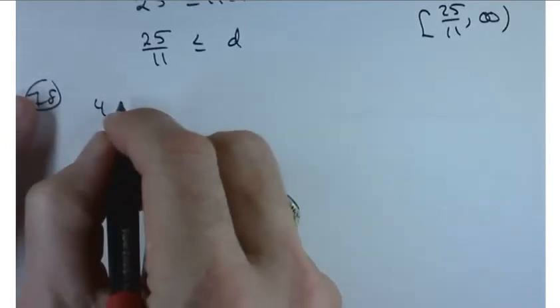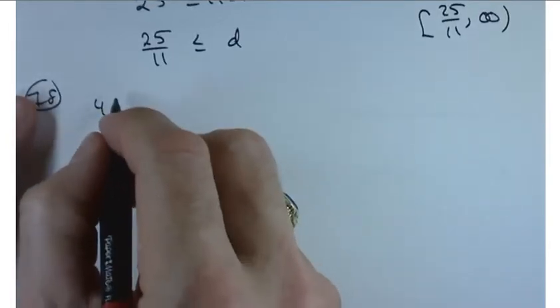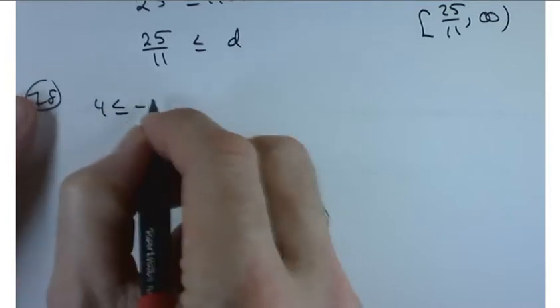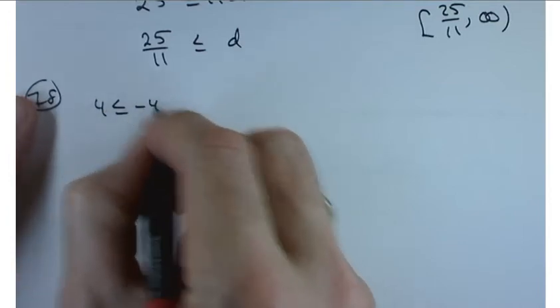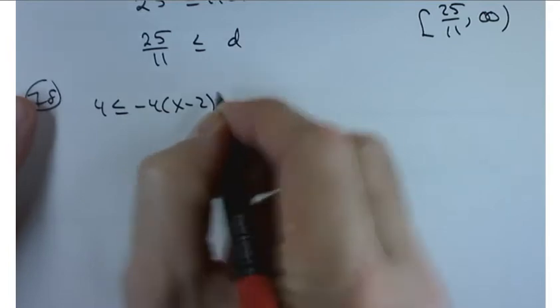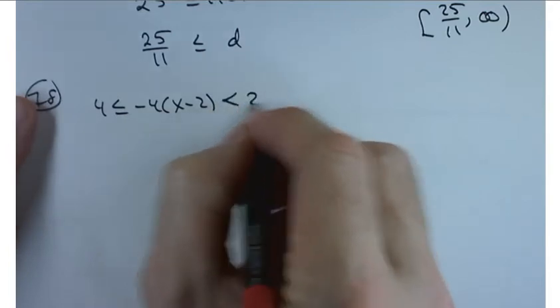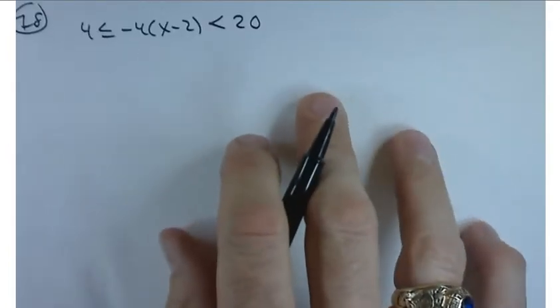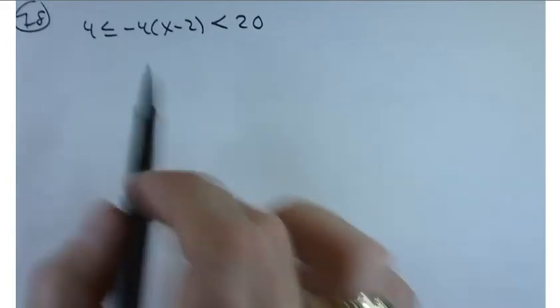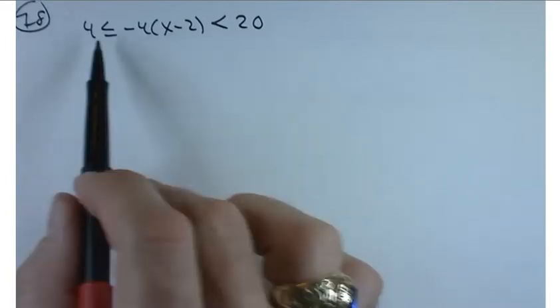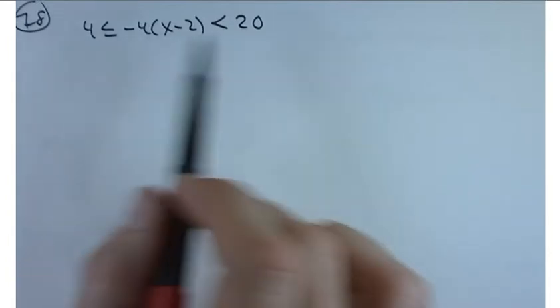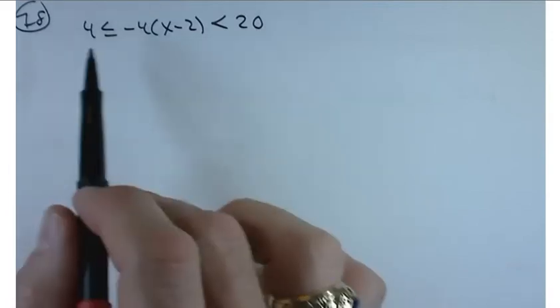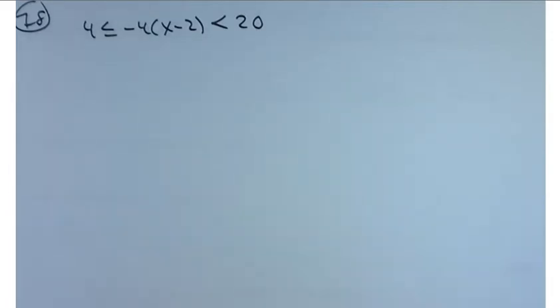So 4 is less than or equal to negative 4 times x minus 2, which is less than 20. One important thing, and you'll see this from me on a test from time to time, is that these inequalities are different. One's a less than, one's a less than or equal to. That's going to stay consistent throughout the problem. It doesn't change. They don't both become less than, they don't both become less than or equal to.